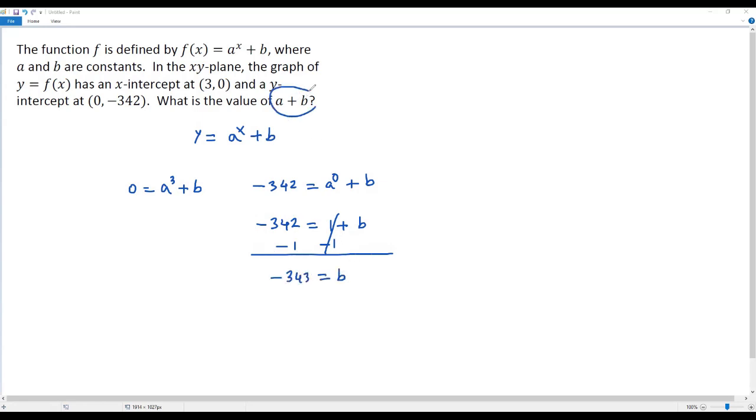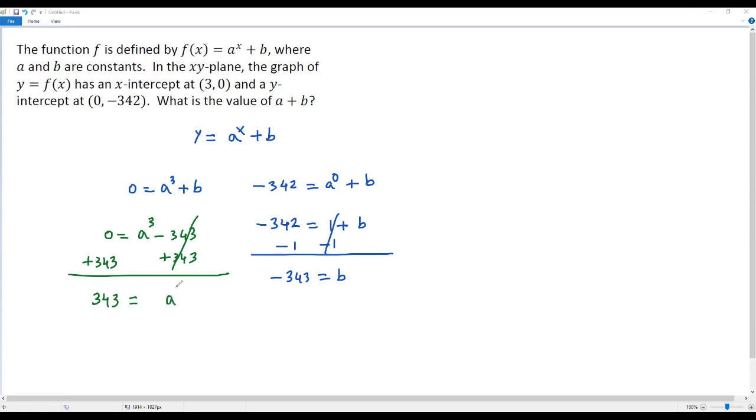To get the value of the expression a + b, we still need the value of a. So to get the value of a, we can plug in this value -343 for b in this equation. That is 0 = a^3 - 343. I plugged in -343 for b over here. Let me add 343 to both sides of the equation. Then this one will cancel out. When I combine 0 and positive 343, I am getting 343 on the left side.